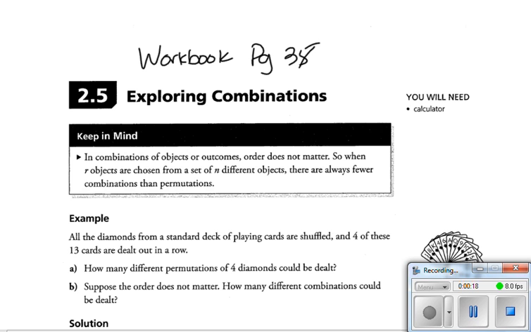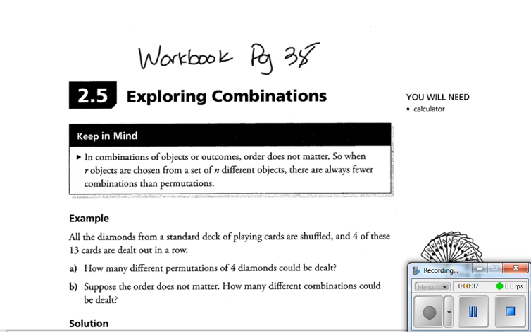We've learned about the fundamental counting principle, which we always have to use when we have repeats. When we don't have repeats, we could still use the fundamental counting principle sometimes, but we want to really ask ourselves, does order matter or not? Is this a permutation or a combination?